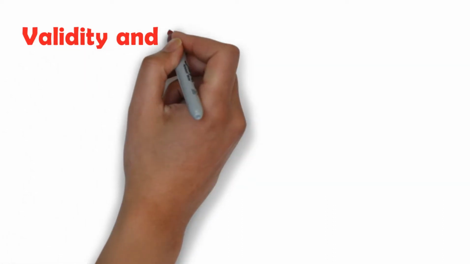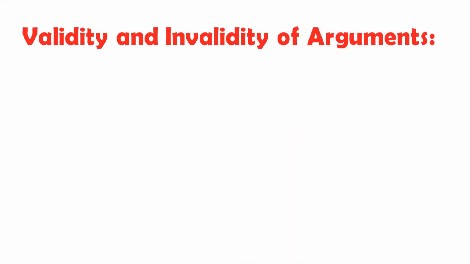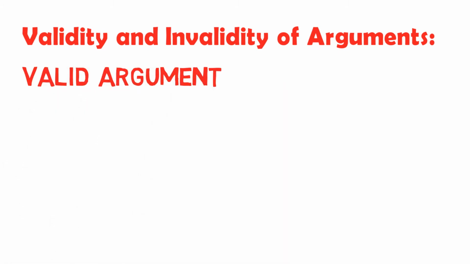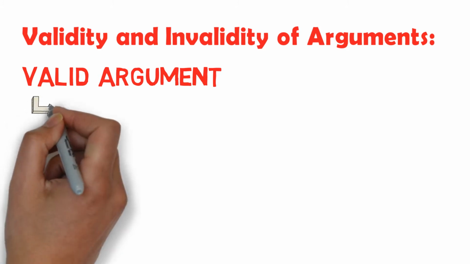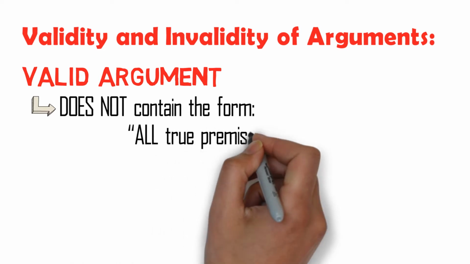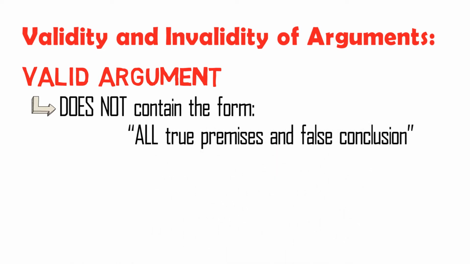Now, how do we know whether an argument is valid or invalid? On the one hand, a truth-functionally valid argument form is an argument that is composed of propositions that have truth-functional forms, such that it is impossible for its premises to be all true and its conclusion false. In other words, an argument is valid if it does not contain the form all true premises and false conclusion.